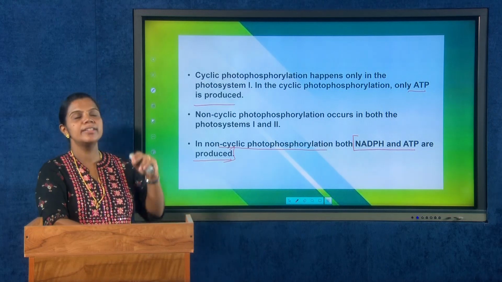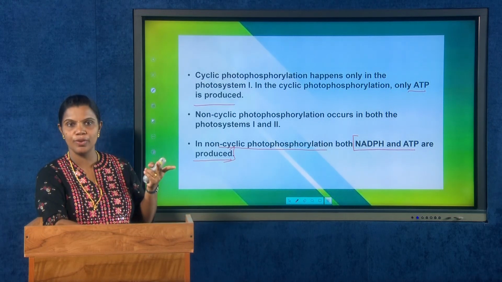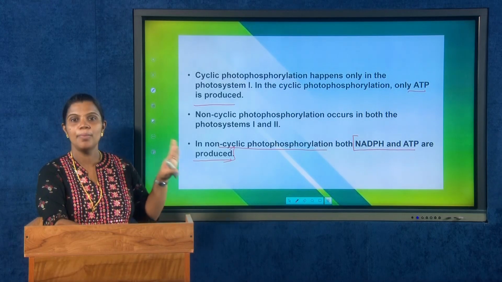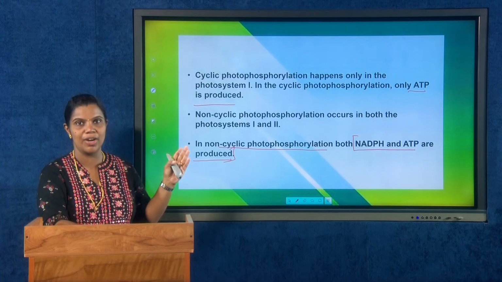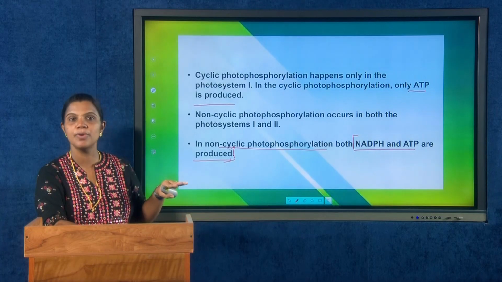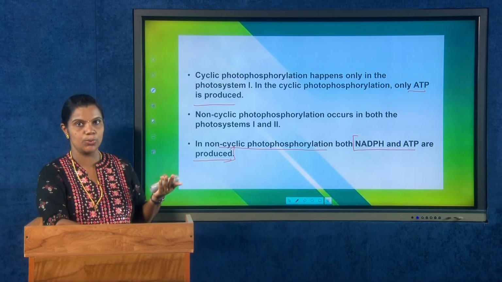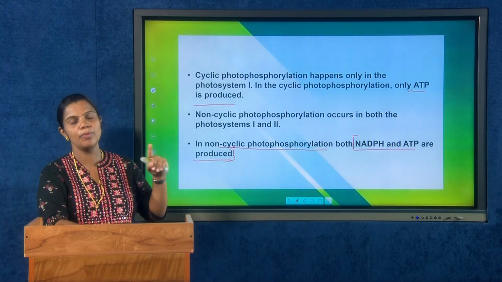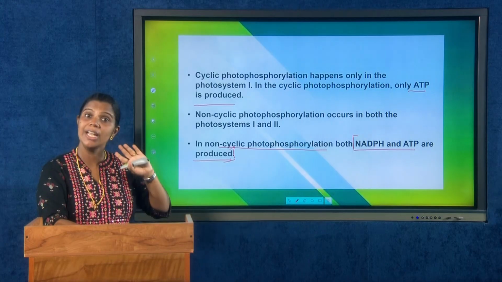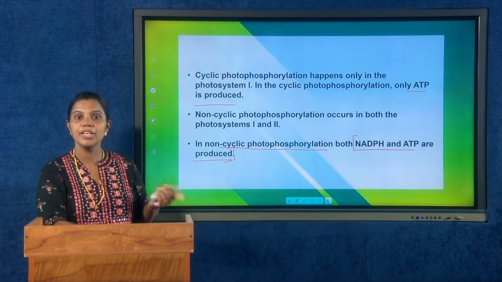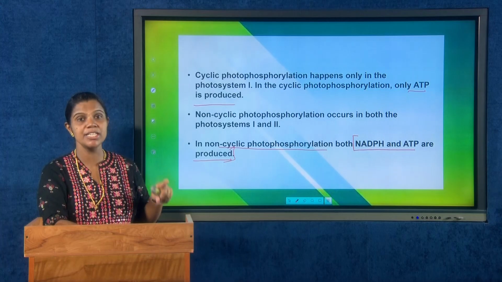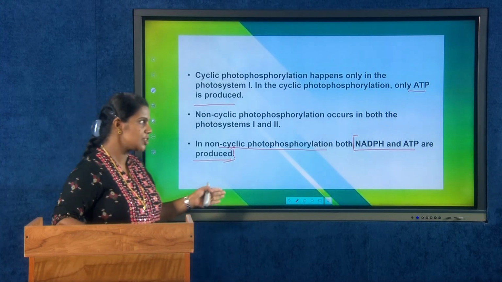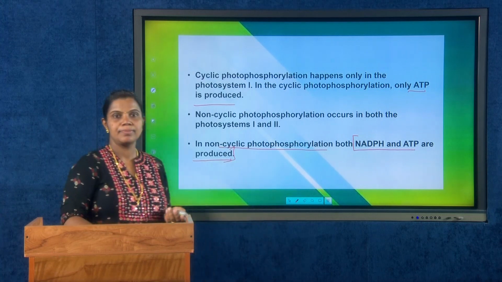So, we know that in the light reaction, we have 2 phases, cyclic and non-cyclic. The cyclic photophosphorylation is performed exclusively by photosystem 1. The non-cyclic photophosphorylation is performed by photosystem 1 and 2. And the product of cyclic photophosphorylation, performed by photosystem 1, is only ATP. The products of non-cyclic photophosphorylation, performed by photosystems 1 and 2 together, are NADPH and ATP.